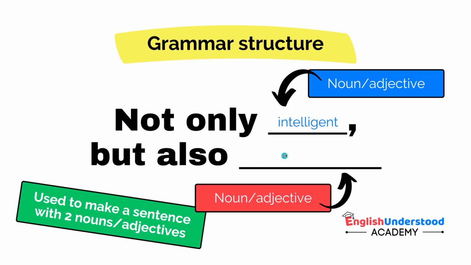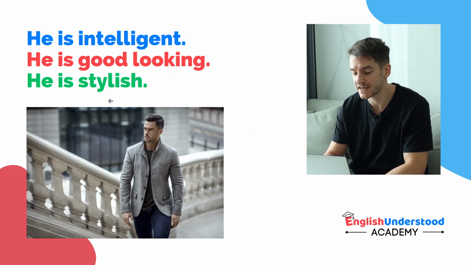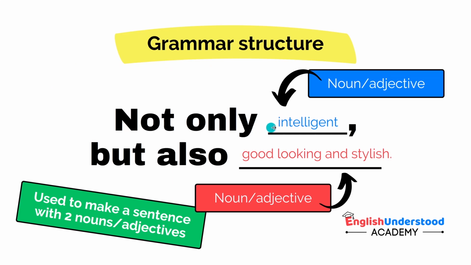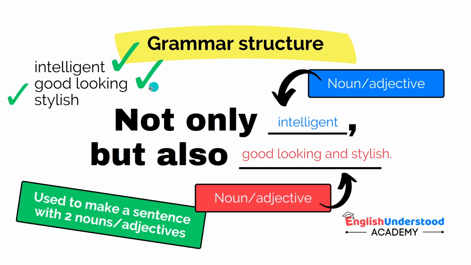Now, what else did we say about the man? We said he's good looking and stylish. So we can put good looking and stylish in the second gap. He's not only intelligent, but also good looking and stylish. So I hope you can see that this is a much more interesting way to describe the man. Also, if you're taking an IELTS test, using this grammar structure will show the examiner that you can use more complex English.